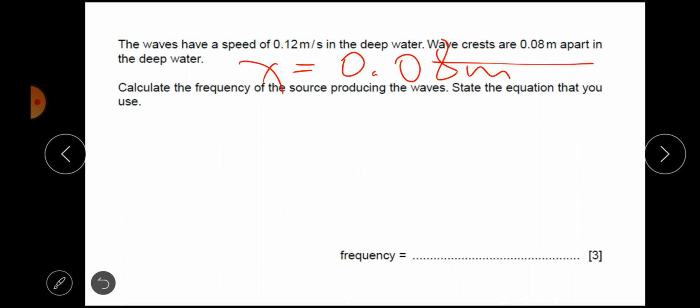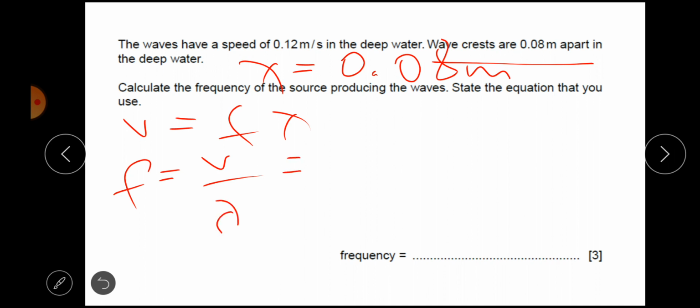Calculate the frequency of the source producing the wave. State the equation that we have used. We know that speed is equal to frequency times wavelength. We want to calculate frequency, so frequency equals speed over wavelength.